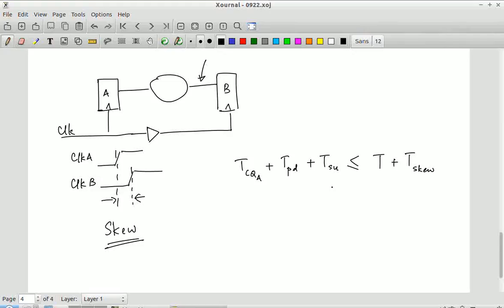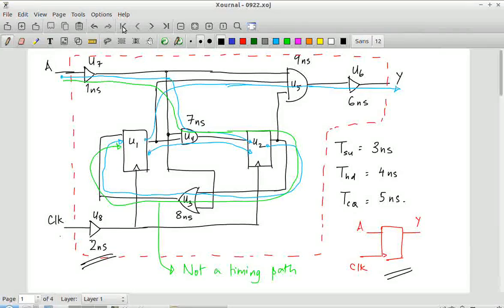You can still do the analysis in exactly the same way. You need to think in terms of when is the data being launched, or given out of one flip-flop, and when is it being captured, caught at the next flip-flop. Okay? That is the analysis which is ultimately required over here. Alright. So now getting back to our circuit.